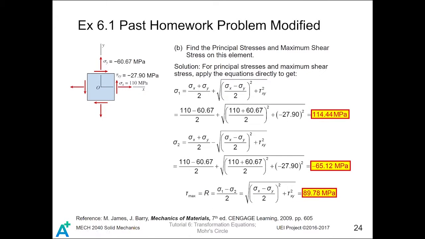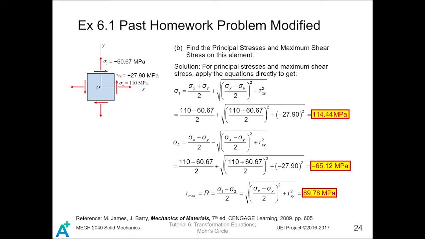Next, you are going to find the principal stress and maximum shear stress on this element. Now you have already got tau xy as well as sigma y. So what you do is just substitute everything into it. Then you can find the principal stresses. The principal stresses are 114.44 MPa and minus 65.12 MPa.